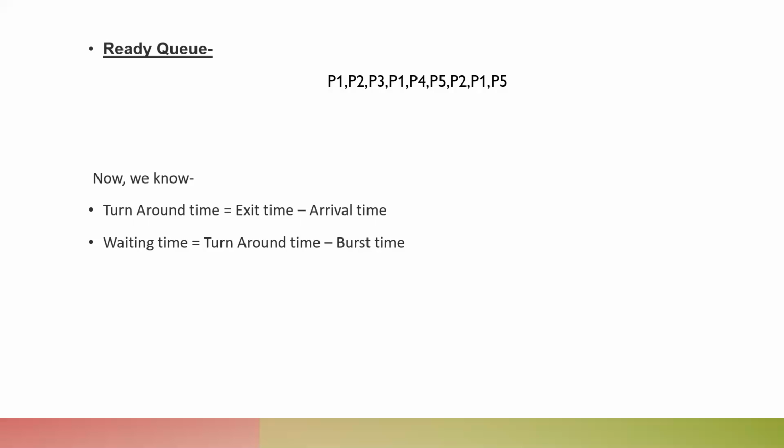Let us consider a simple example. If a person goes to the bank at 11 a.m. and the process required takes 15 minutes, he comes out at 12 o'clock. So the turnaround time is the time he exits, that is 12 o'clock, minus the arrival time, that is 11 o'clock. Here we get a turnaround time of 1 hour, and waiting time is turnaround time minus burst time. Turnaround time is 1 hour and burst time is 15 minutes, so he has waited for 45 minutes. This is how we calculate turnaround time and waiting time. I have given a simple example.